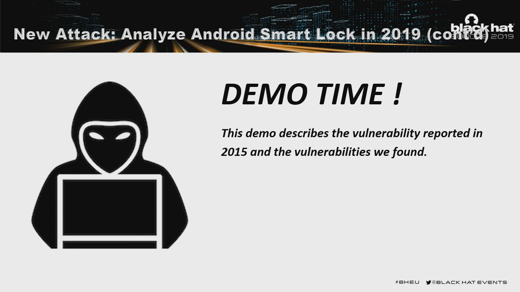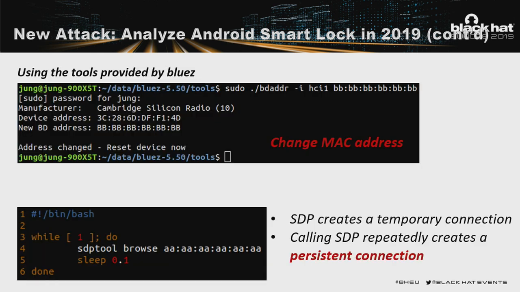The attacker in the video spoofs my watch, a trusted device of the phone, and connects to the phone using the service discovery protocol. This attack is very simple. An attacker can do this with only the tools provided by BlueZ, the Bluetooth stack on the Linux platform. An attacker can use bdaddr to change his MAC address. He can also perform service discovery using the sdptool.